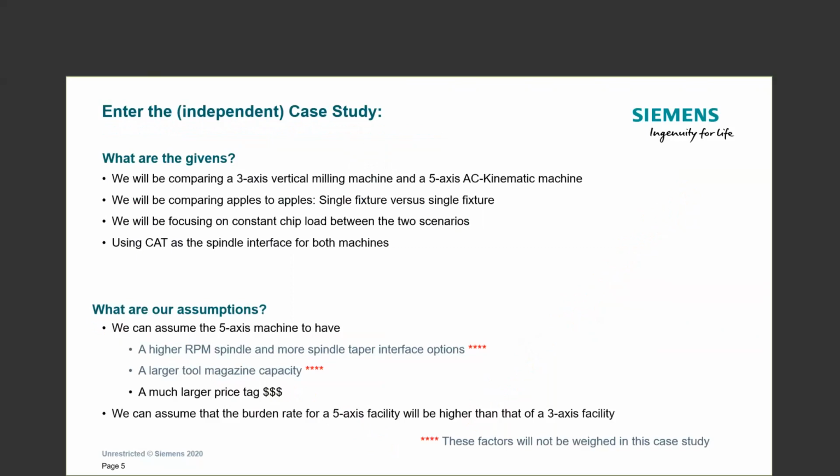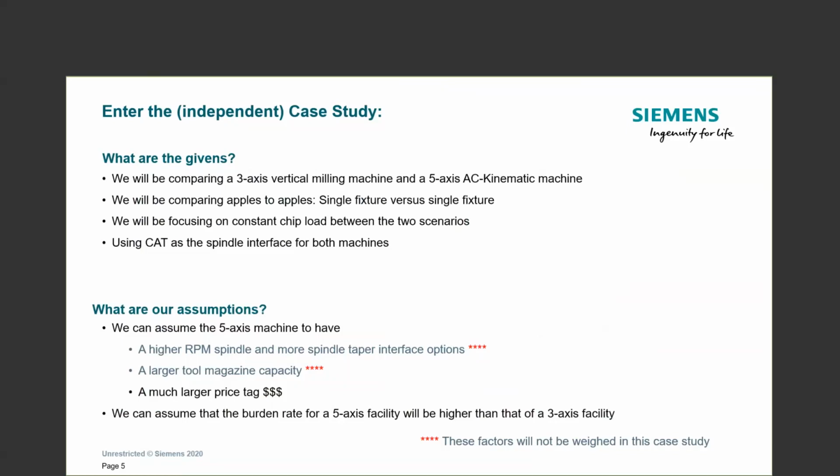So what makes this an independent study, you might ask? One of the things that's very important here, and we want to keep in the back of our heads throughout this entire presentation, is that we are strictly going to compare 3 and 5-axis technology. So this is not going to be a machine brand specific, or even a control specific analysis. In essence, the performance of the 3-axis will be completely equal to the performance of the 5-axis, if that makes sense. So again, we'll be comparing a 3-axis vertical milling machine and a 5-axis AC kinematic machine.